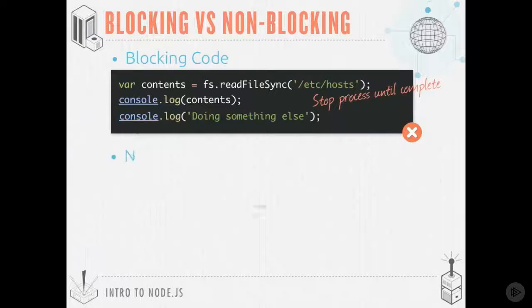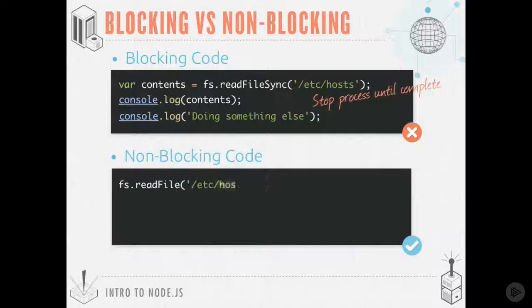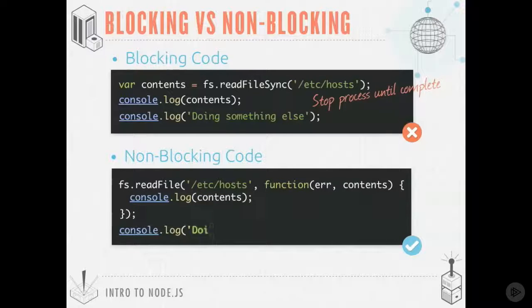The non-blocking version of this in Node is going to call readFile, and look at this. We're actually sending in a function as the second parameter to readFile. That's our callback. And when we get the contents, log the contents, and then we can say doing something else. So when we execute this, as we mentioned, it's going to start reading the file. It's then going to continue execution, and when it's done reading the file, it's going to print out the contents at some point in the future.